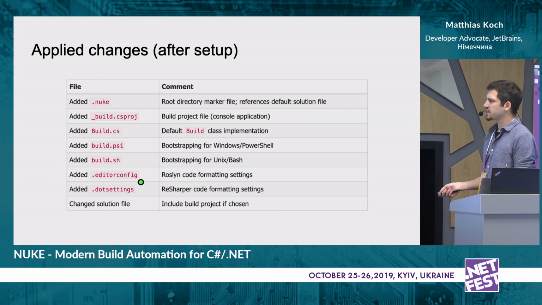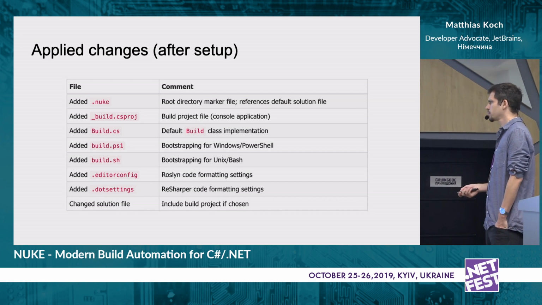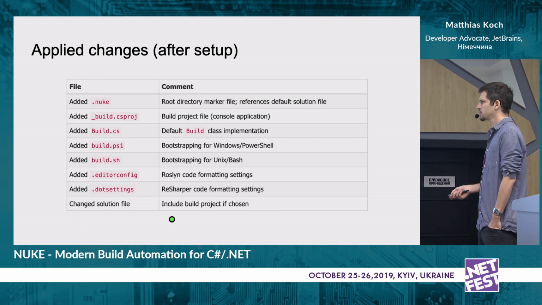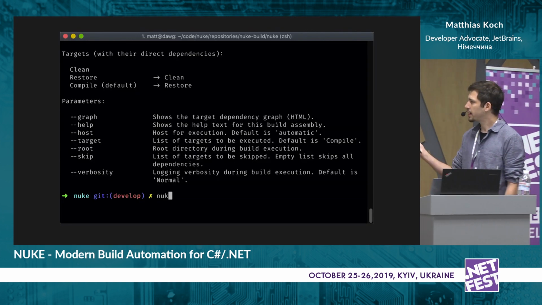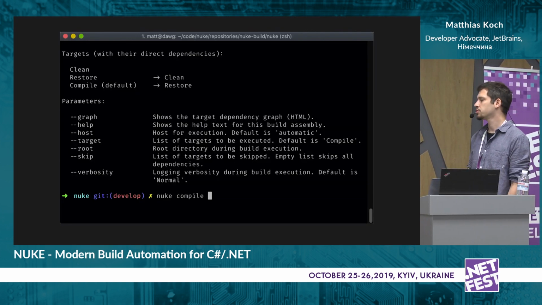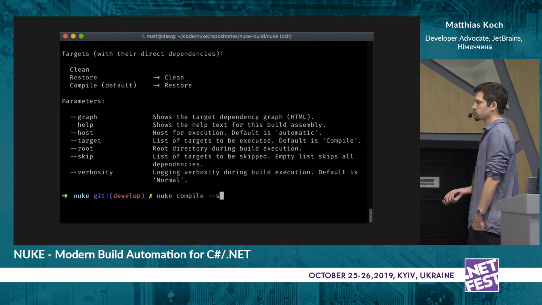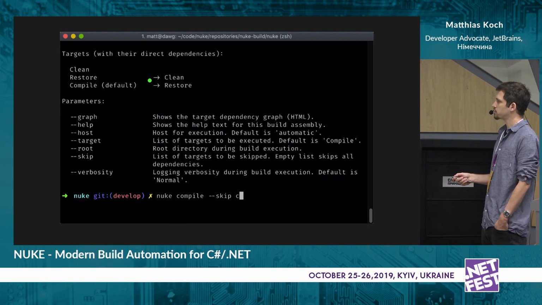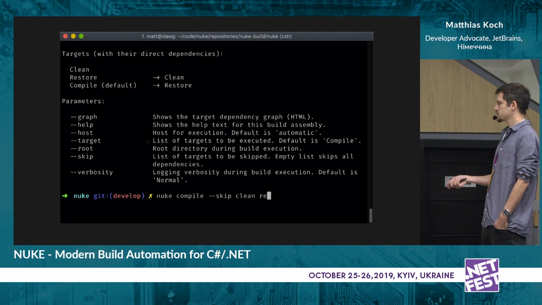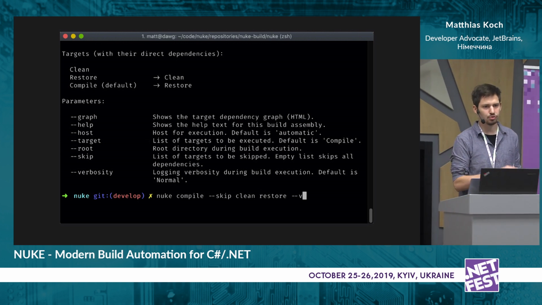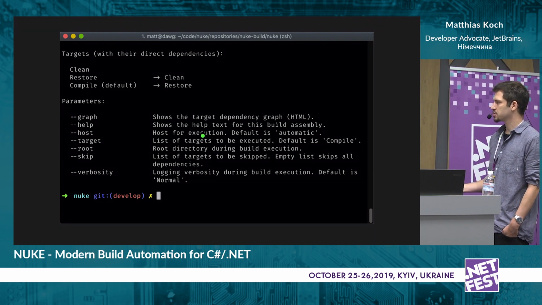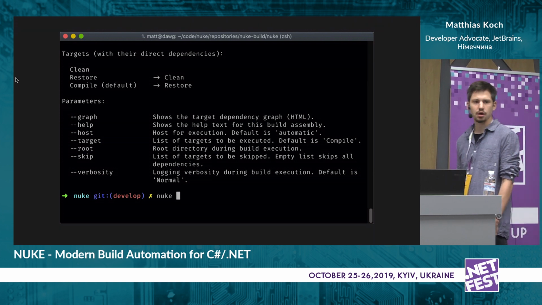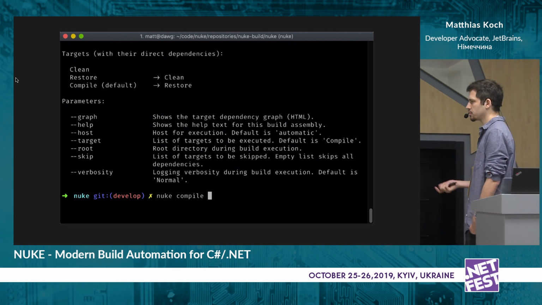Editor config and .settings, they're for formatting. And your solution file might get changed if the project is added there. And then the global tool will also give you shell completion. So we have a bunch of targets right here. You see, I just type a few letters, hit tab, and it will complete. Also for verbosity, for instance, and it also knows about which values are valid for verbosity.